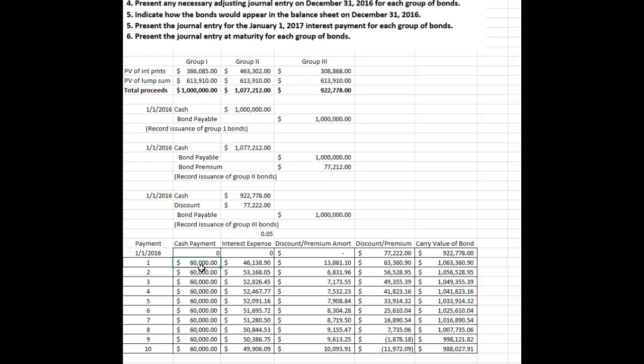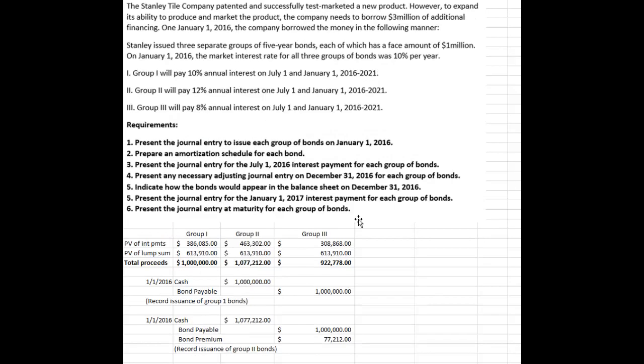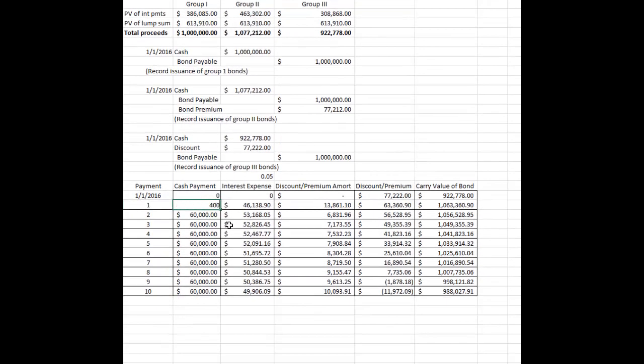And the interest payments, the cash payments we make on the Group 3 bonds, are 8% of the face value, which cuts down to 4%. 4% times a million means my payments are 40,000. Okay, so that's how much I'll pay over and over again because the contract says I have to. The interest expense becomes 5% because that's the market rate. It's always going to be the market rate times the beginning carrying value.